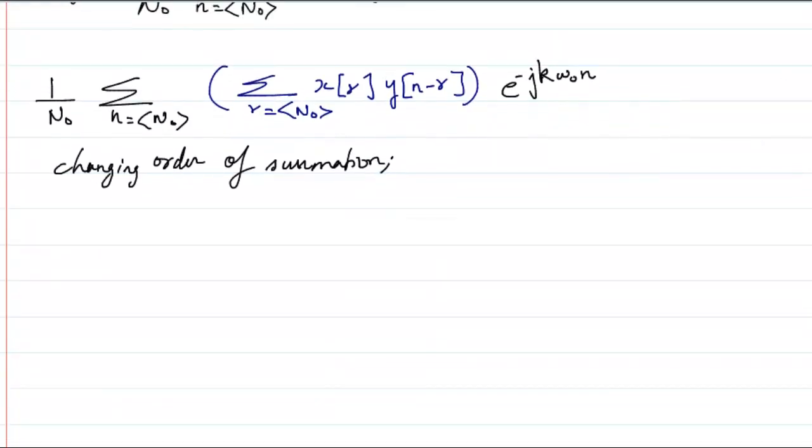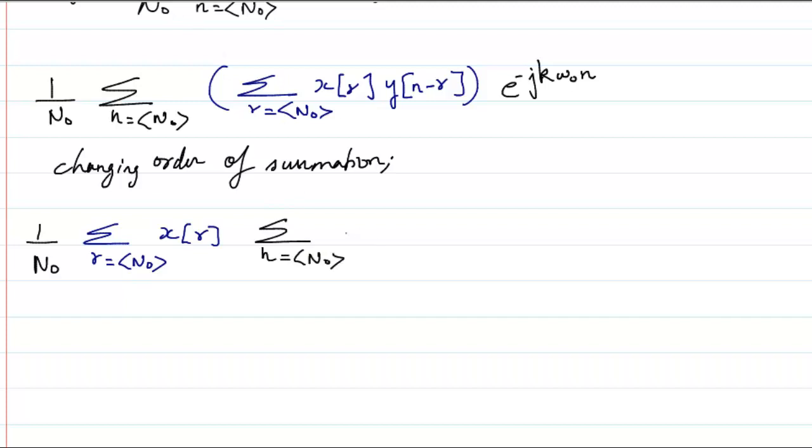Now changing the order of summation. That means I will take the r outside, so I get 1 by n naught, summation r for the range of n naught x of r, and then the remaining summation n within the period n naught, and what remains is y of n minus r, which I am going to write in a changed color, y of n minus r e raised to power minus j k omega naught n.